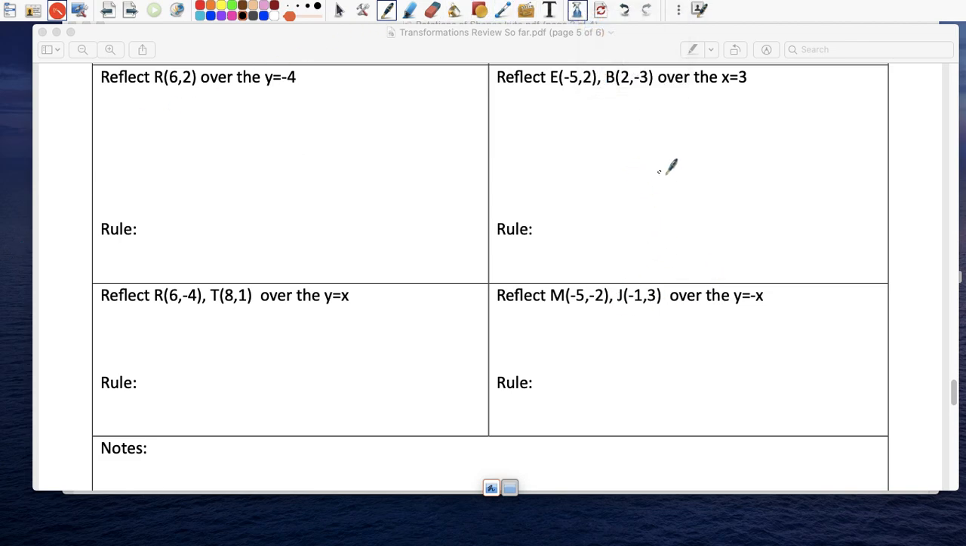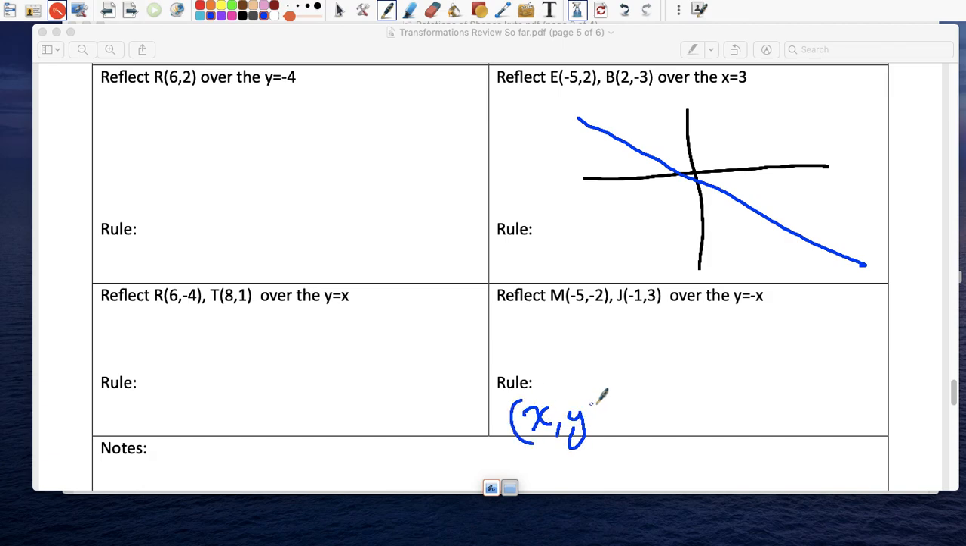This guy over here, it's a reflection over this line. The slope is negative, so this is the line you're reflecting over. What's the rule for that reflection? Again, switch x and y, but make sure you negate everybody. Let's look at point M. Point M is (-5, -2).